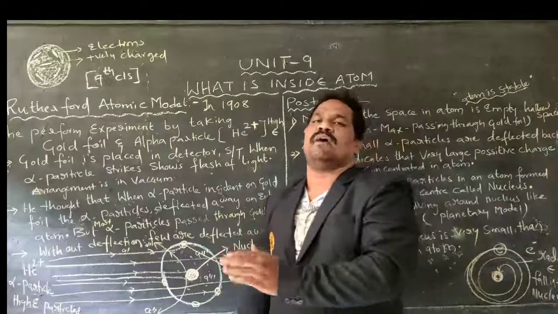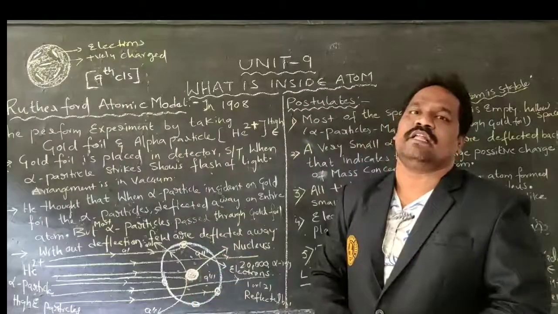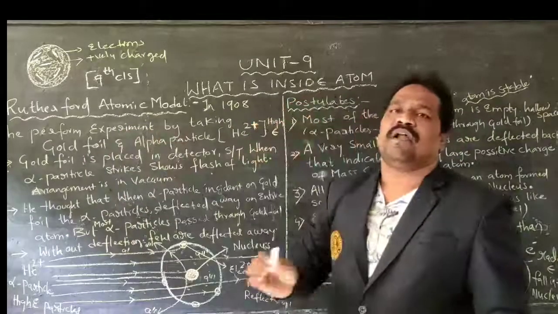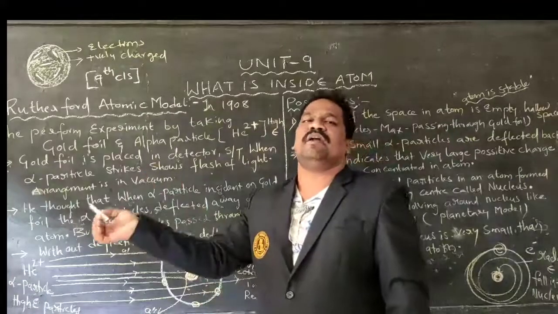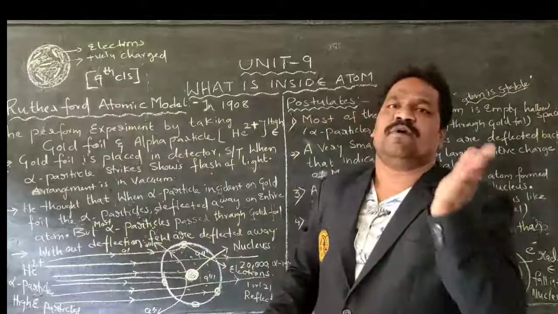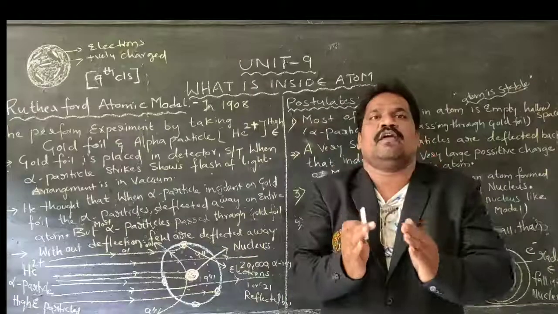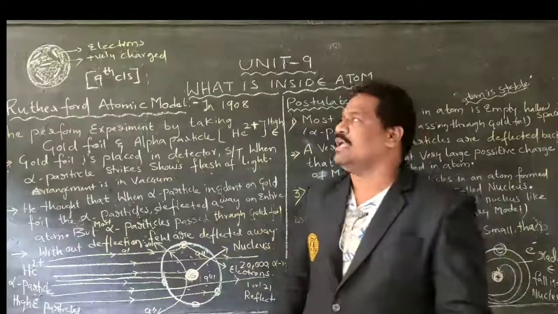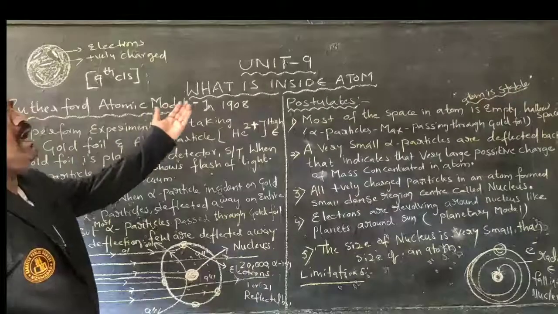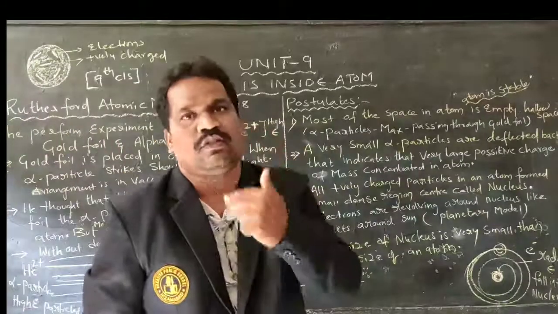To overcome the drawback of the J.J. Thomson atomic model, his disciple named Ernest Rutherford performed one experiment, called the alpha scattering experiment. Based upon that experiment, he gave an atomic model called the Rutherford atomic model. In the year 1908, to perform this experiment, he took two things.